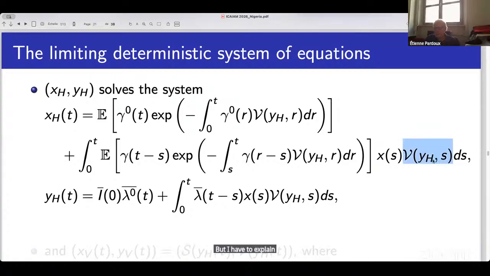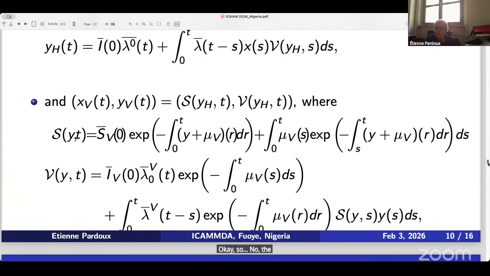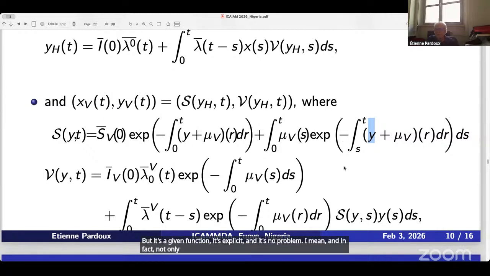Okay, so this is the pair of equations for x_h, y_h, but I have to explain to you what this V of y_h is, which enters here, here, here, here, and here. So it shows up everywhere. Now the pair x_v, y_v is equal to the pair S of y_h, V of y_h, where S of y_h is a rather explicit function of y. It shows up here and here, but it's a given function, it's explicit, and it's no problem. And not only is it explicit, but it is easily shown that it is bounded, in fact uniformly in time. This is very nice.